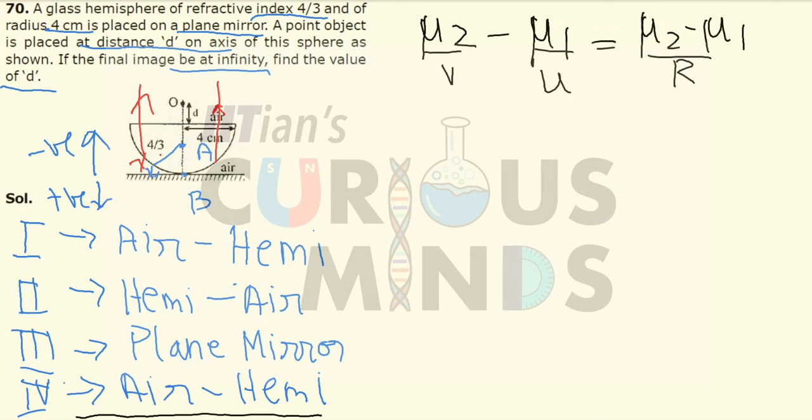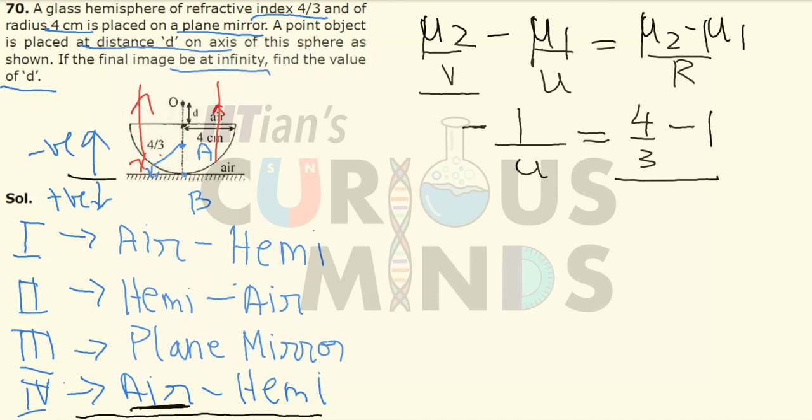Now I will substitute the values. The final image is formed at infinity, so 1 by infinity will anyway be equal to 0. The object is situated in air, as you can clearly see, so mu1 by u will be 1 divided by u. I do not know the value of u. Mu2 is 4 by 3, minus mu1, which is 1. If you consider the radius of curvature about point B, it will have a negative value because it is above this point B, so it will be equal to negative 4.